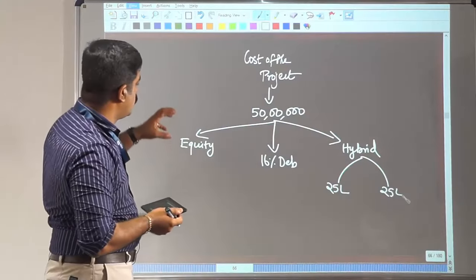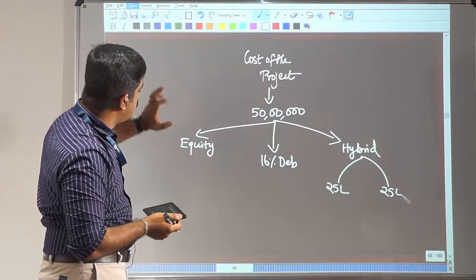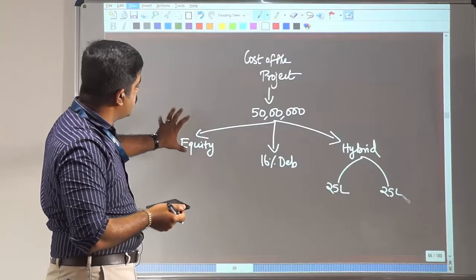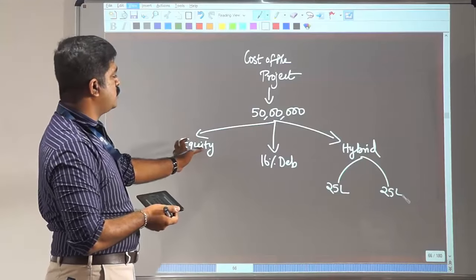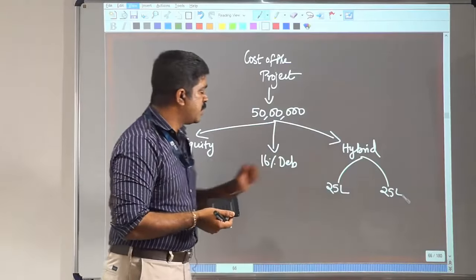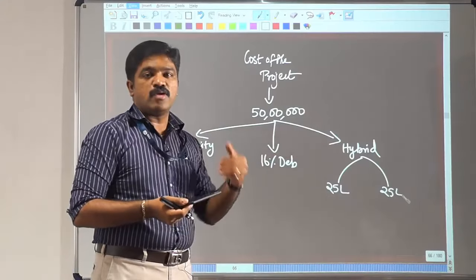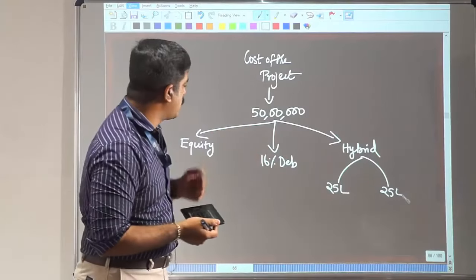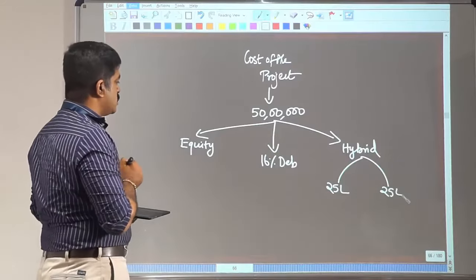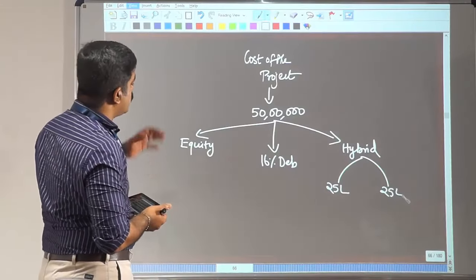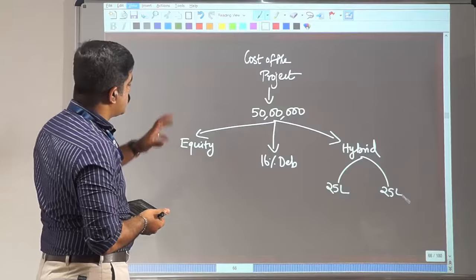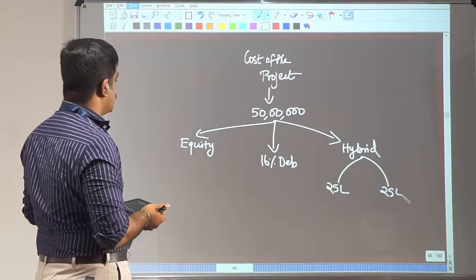Now what we should know is what will be the number of equity shares in each option. We'll call them option 1, option 2, option 3, because only when you know the number of equity shares that have to be issued and the already existing number of shares, you will be able to calculate EPS. Okay. So before even getting into the earnings calculation, let us try to find out the number of equity shares.